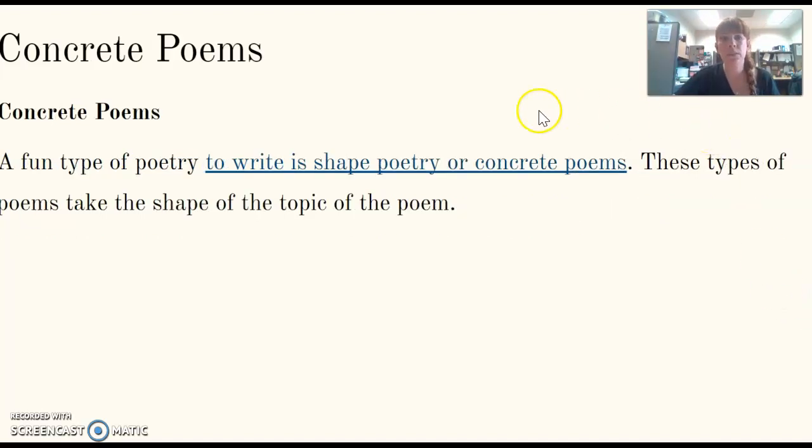Concrete poems are a fun type of poetry where you write the shape of the poem. These types of poems take the shape of the topic of the poem. So if you're writing about basketball, then your poem would be in the shape of a ball, a circle.